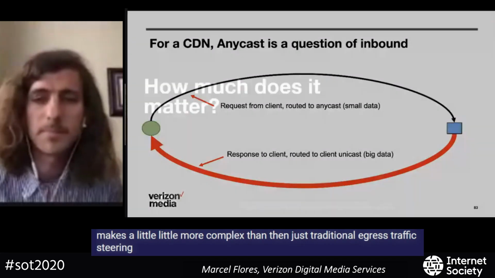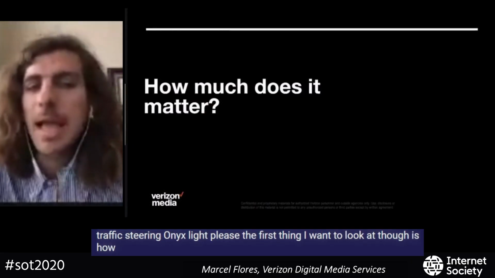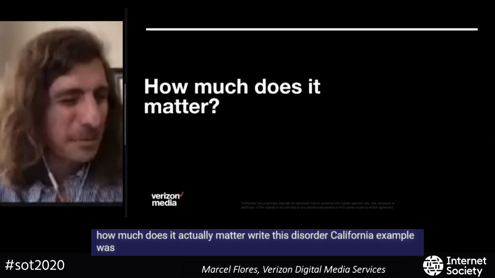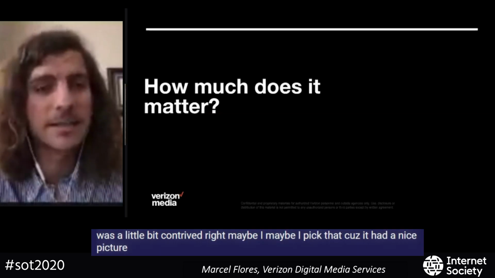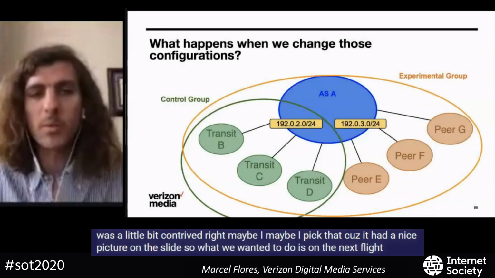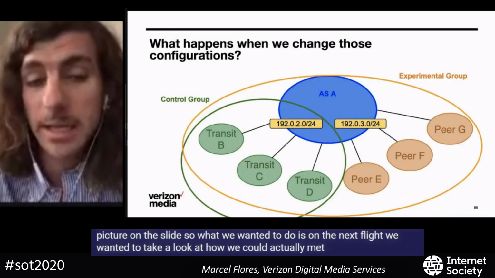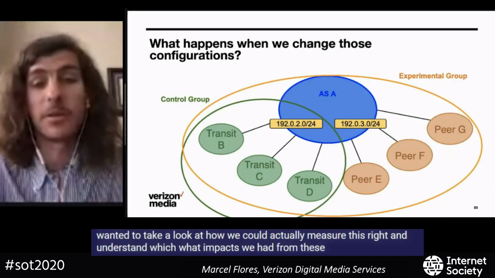Next slide, please. So the first thing I want to look at is how much does it actually matter? This California example was maybe a little bit contrived. Maybe I picked that because it had a nice picture on the slides. So on the next slide, we wanted to take a look at how we could actually measure this, and understand what impacts we had from these kinds of configurations.